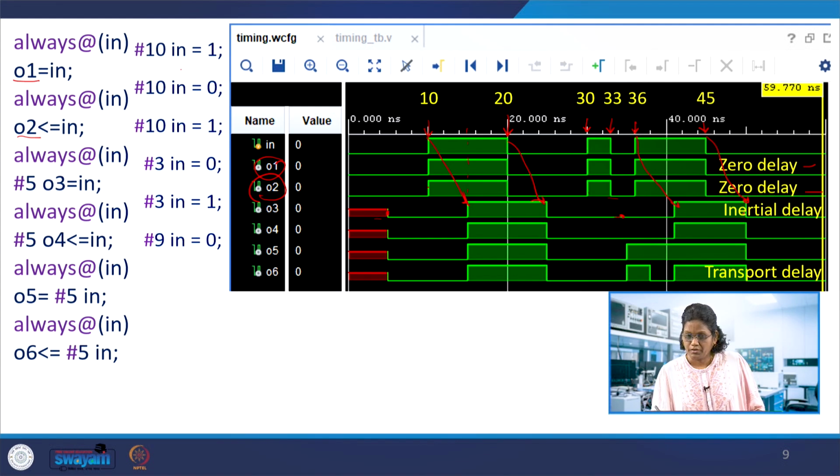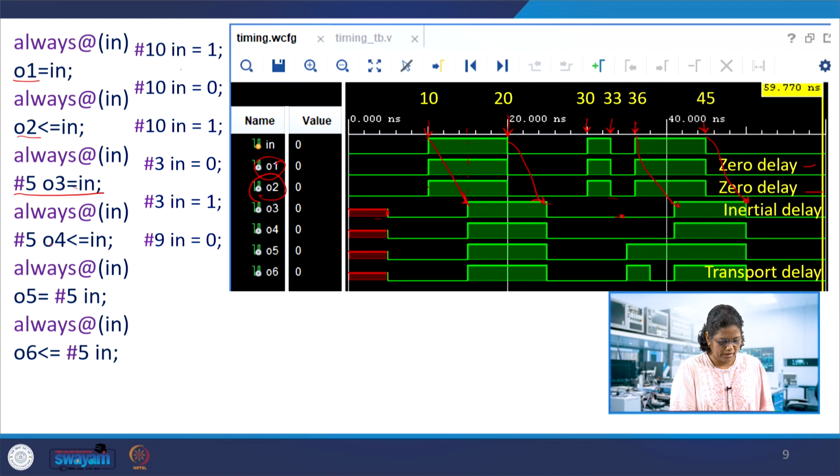At 45 whatever was there is reflected at 45 plus 5, that is 50. This is becoming 0. So O3 is just a 5 time unit delay of the inputs, and at the same time notice that these glitches won't be transferred to the output. So this is the example of this initial delay. This delayed evaluation itself is delayed here.